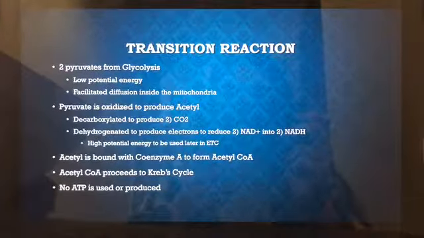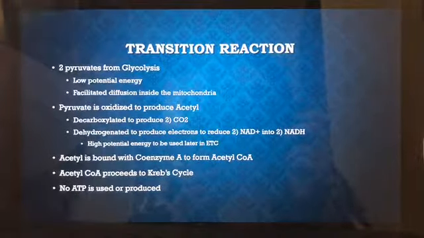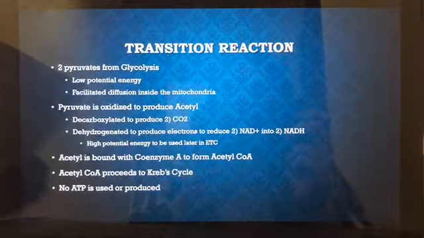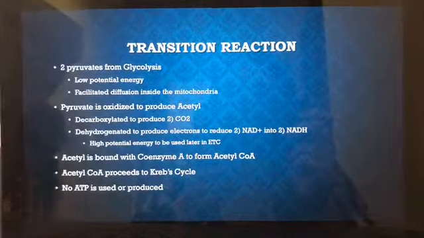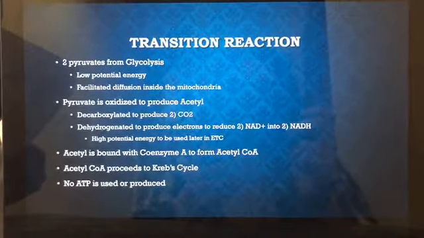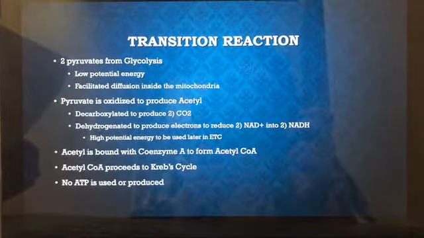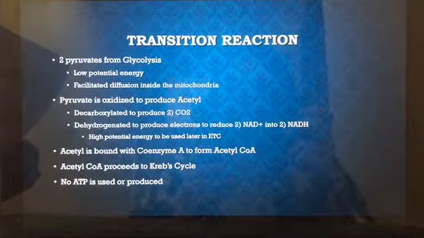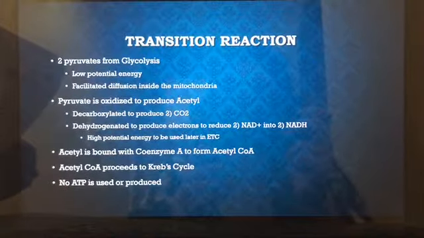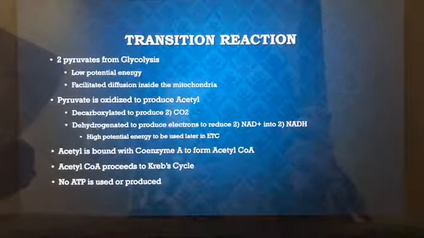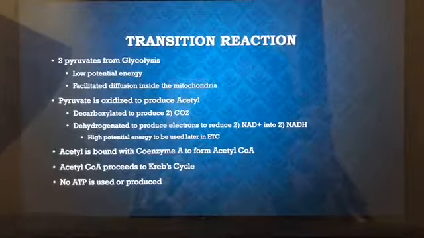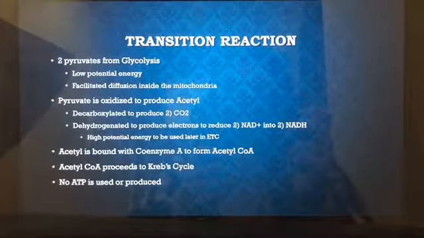Transition reaction is the process of when two pyruvates that have low potential energy are received from glycolysis through facilitated diffusion inside the mitochondria. Pyruvate is oxidized to reduce acetyl, decarboxylated to produce 2 CO2, and dehydrogenated to produce electrons to reduce 2 NAD+ into 2 NADH, which holds a high potential energy to be used later in the ETC. Acetyl is bound with coenzyme A to form acetyl-CoA. Acetyl-CoA then proceeds to the Krebs cycle.